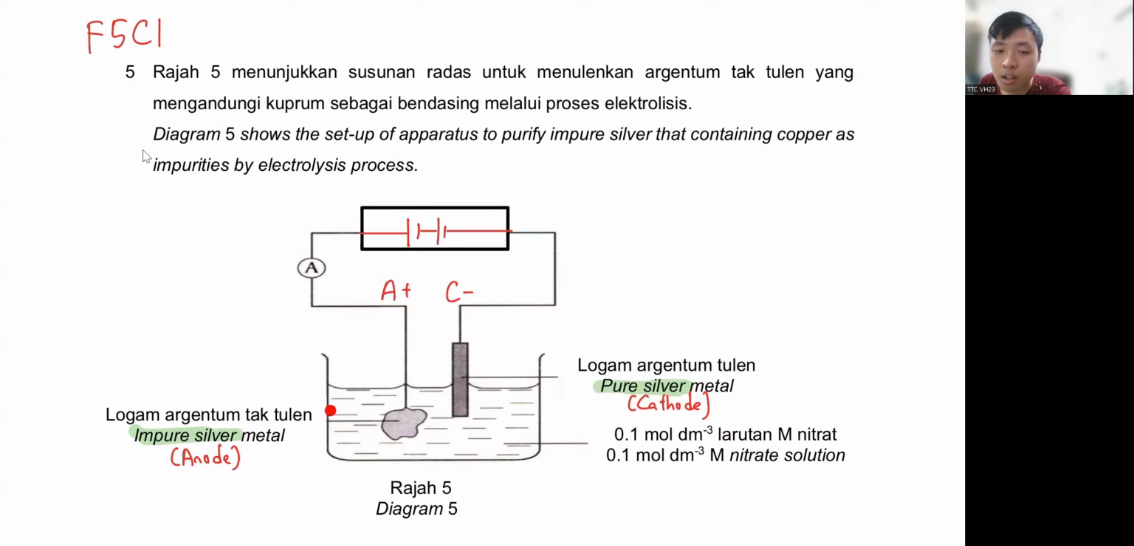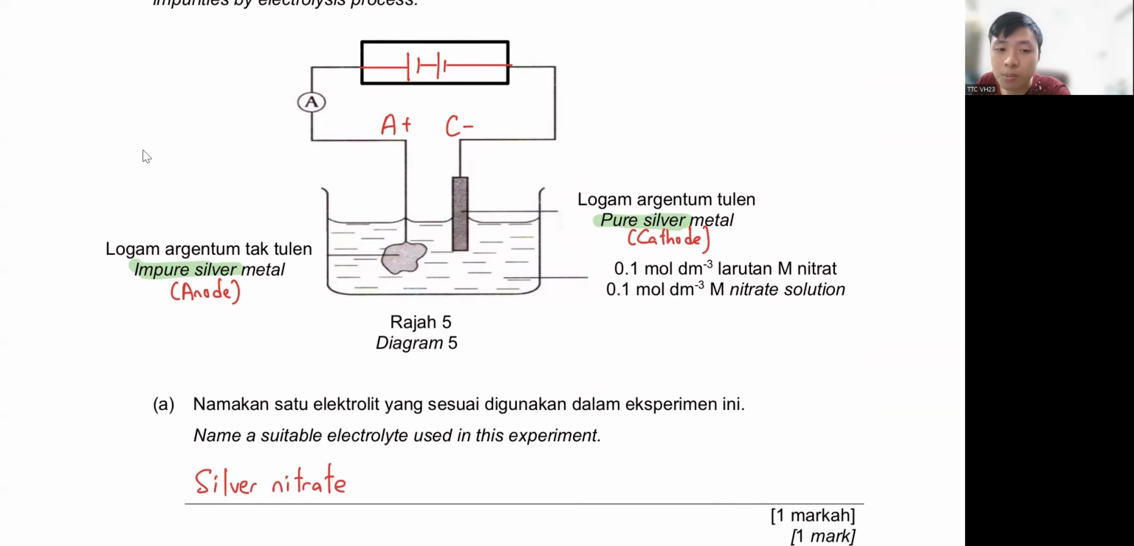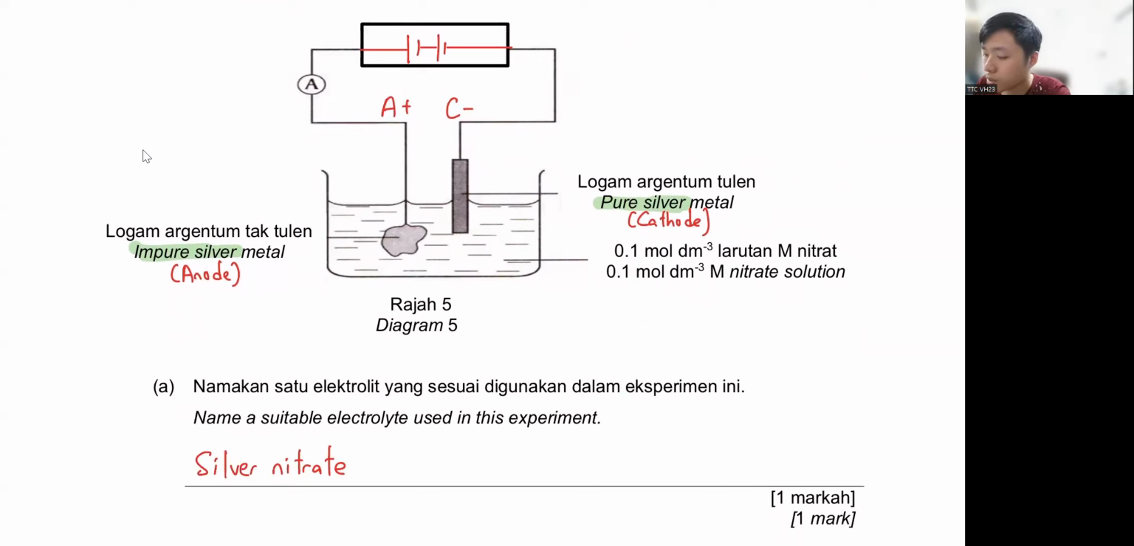So what happens is, if it's electrolysis, anode is always positive, cathode is always negative. So impure silver at the anode, why? Because they want the silver to be cleaner. They have to take out the dirty things. Then after that, C will become pure silver. This one always, impure one always at the anode. Suitable electrolyte you can use: since you use impure silver, you use silver nitrate. If it's copper, then you use copper(II) nitrate.